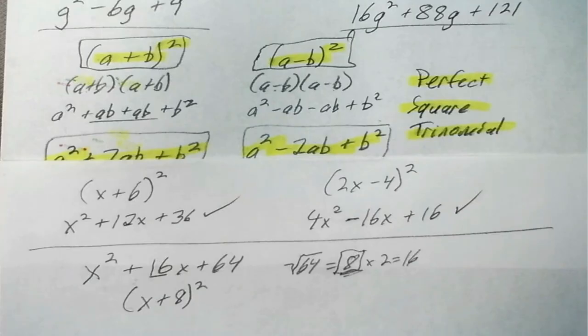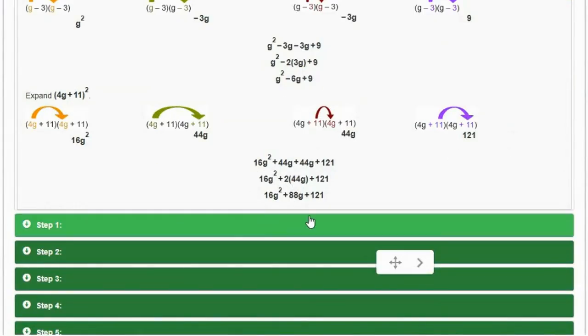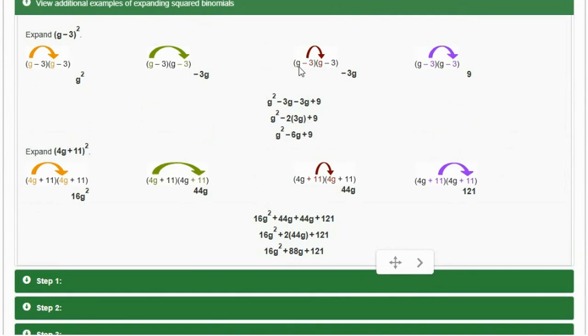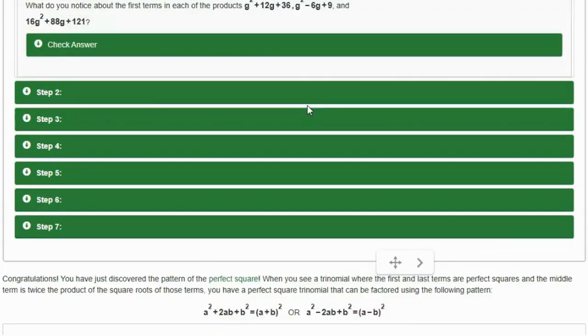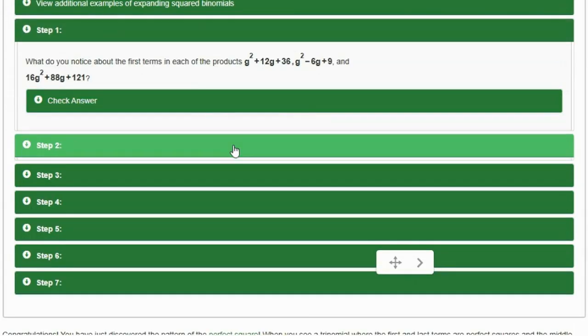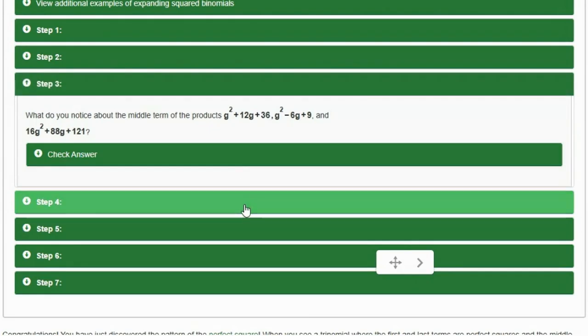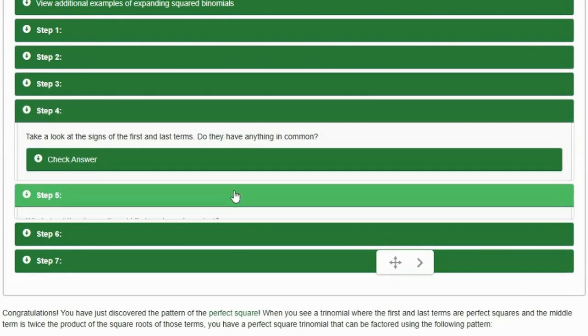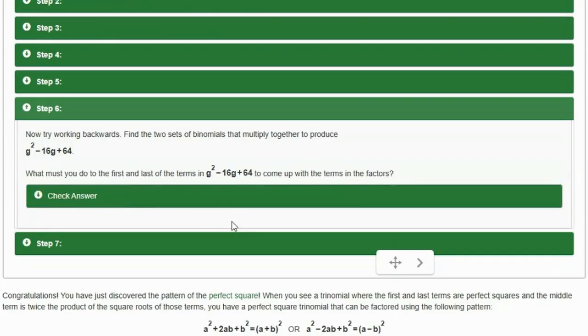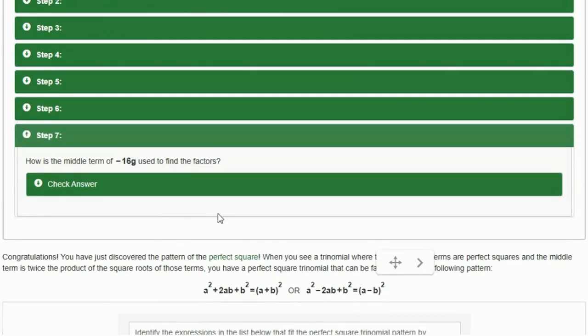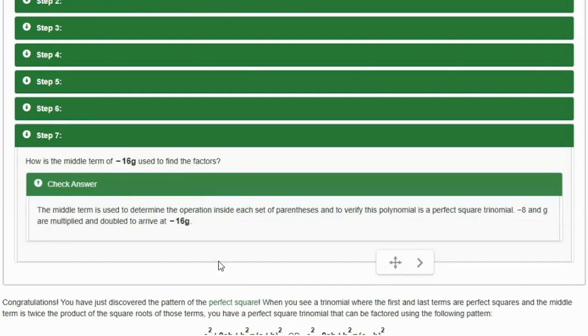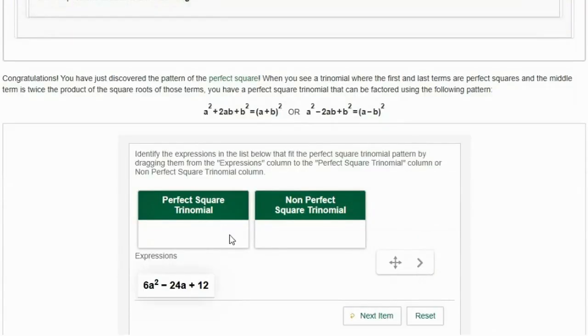Special products. So they go through this whole step of multiplying those together like I did: g minus 3 squared, 4g plus 11 squared. They go through the same steps I went through, just looking at it piece by piece. So if you want to see how they do it, if you didn't get what I was doing, maybe reading their explanation will help you a little better.